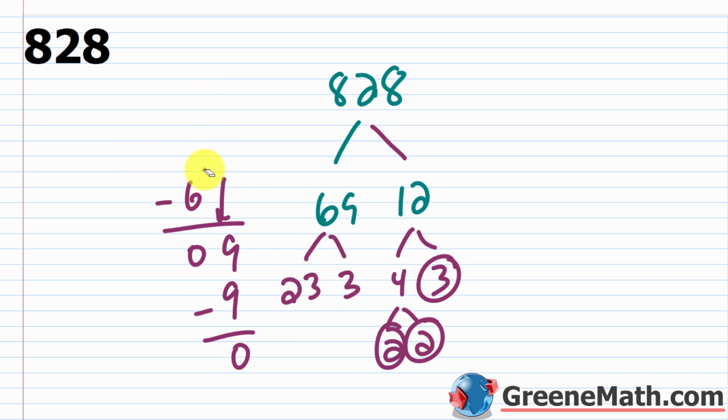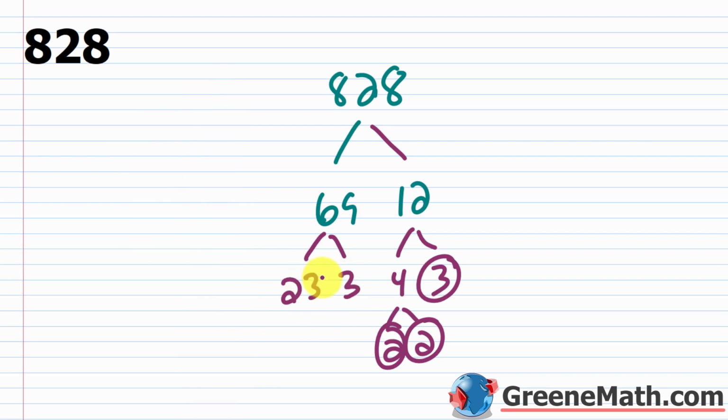Let me get rid of this. So hopefully you remember that 23 is a prime number. That was in the list of the first 10 prime numbers. And 3, of course, is a prime number. Again, if you don't know that 23 is a prime number, you can quickly find that out using your divisibility rules, going up to the square root of the number.